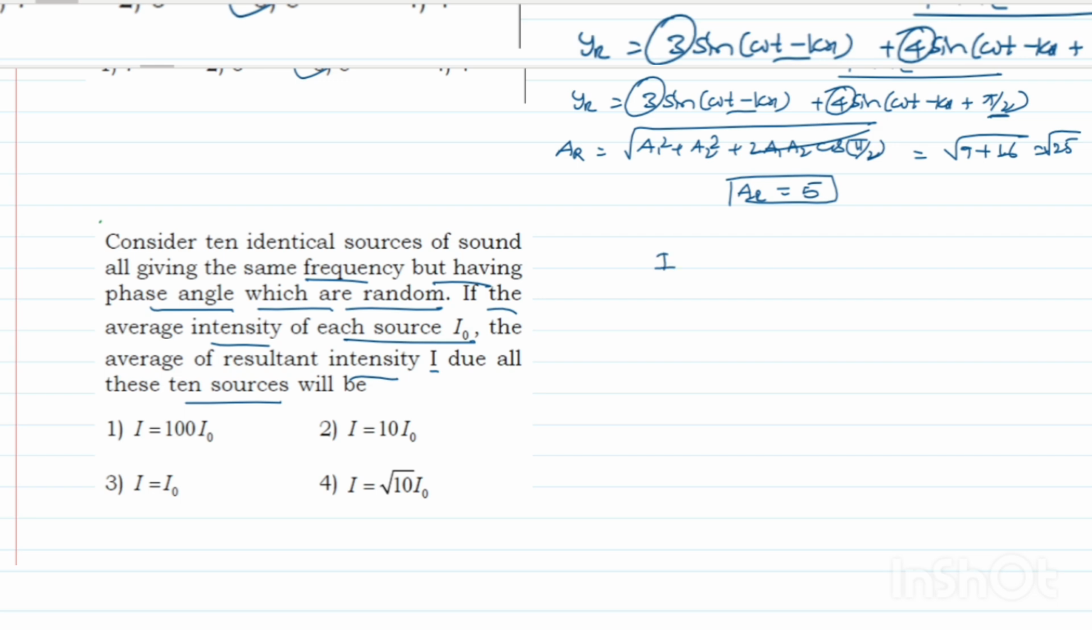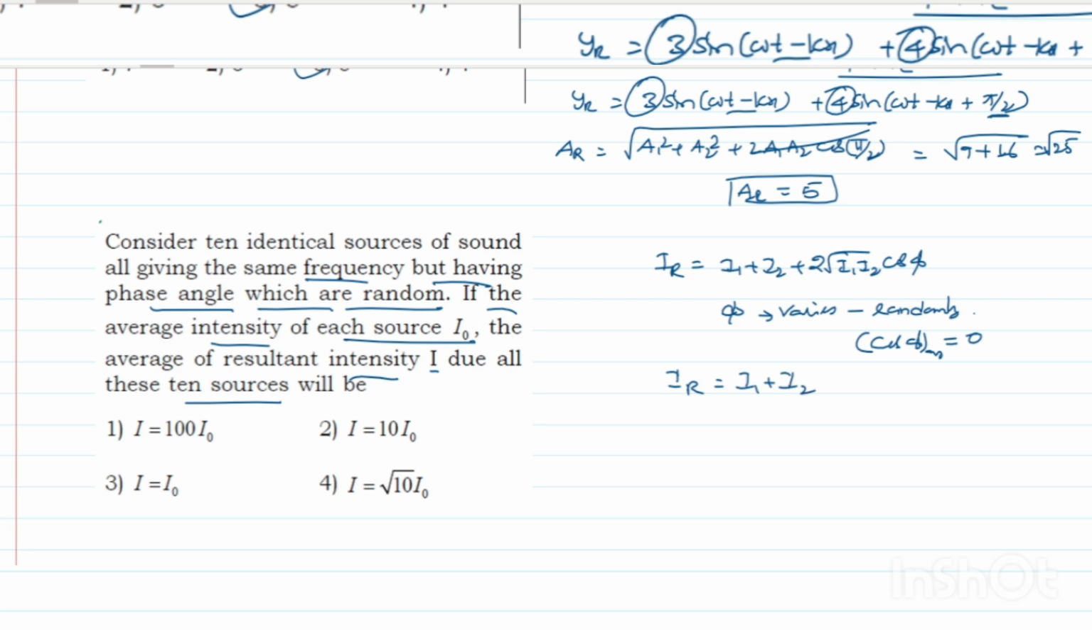The resultant intensity formula, students: IR equals I1 plus I2 plus 2 root I1 I2 into cos phi. Here the phase difference phi is varying randomly, it is given. So when it varies randomly, the average of all the phi values you can take as 0, so the cos phi average is 0. That means for 2 waves the resultant intensity we write as I1 plus I2. Both intensities are given as the same, so we will get 2 I0.